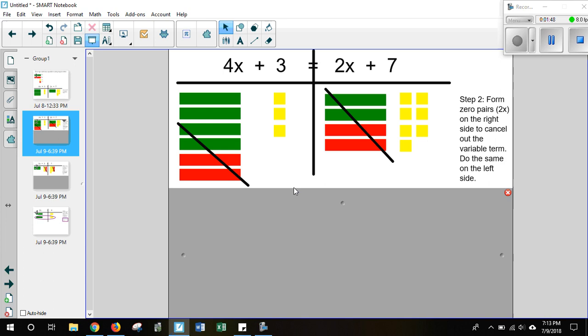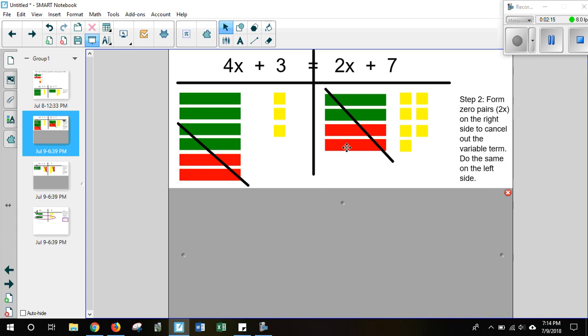Our second step is to form zero pairs with our variable term on the right-hand side. On the right-hand side, I have a positive 2x, there's 2 green tiles. So I need to add 2 red rectangular tiles to form this zero pair, therefore canceling out this variable term. Now, as with solving any equation, what I do to one side, I must do to the other.